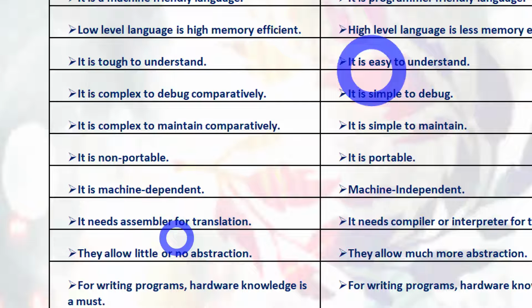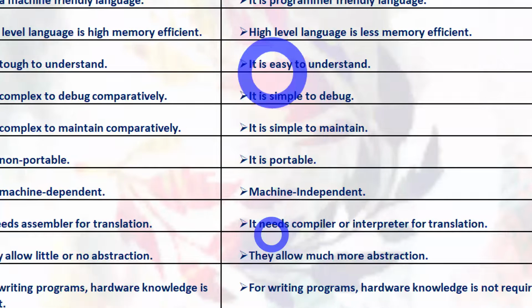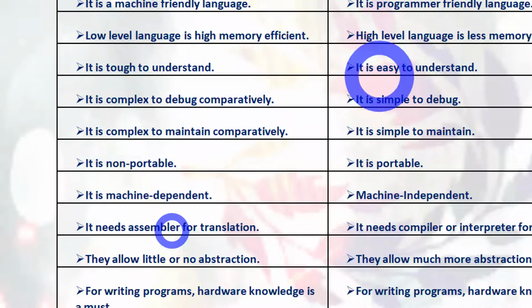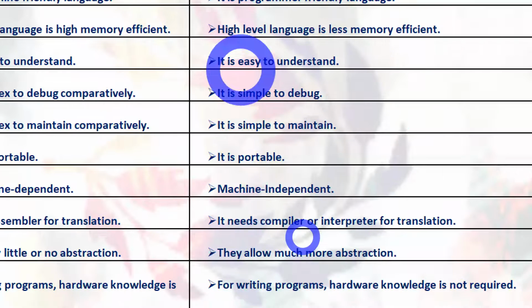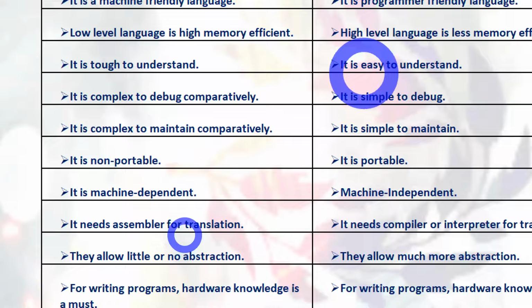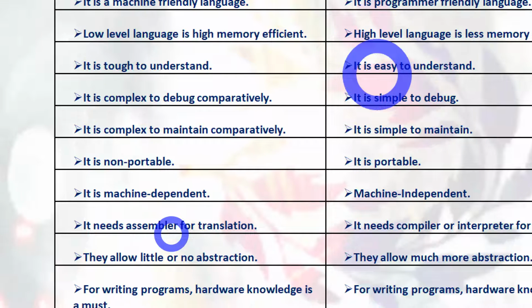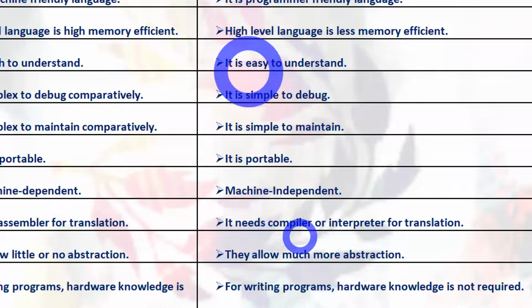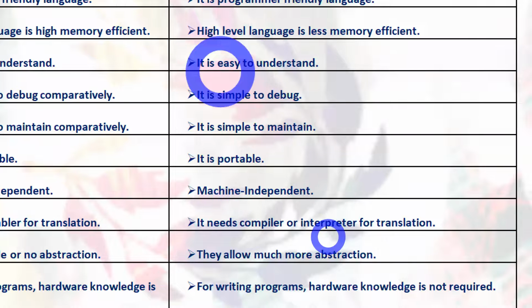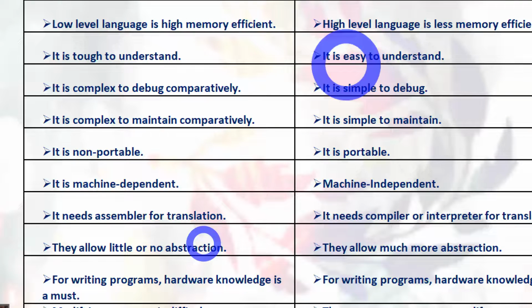Low level languages need an assembler for translation. Language translator is the assembler. Machine level language does not require one, but for assembly level language, an assembler translator is required. But high level languages need compilers or interpreters for translation, based on the particular programming language.